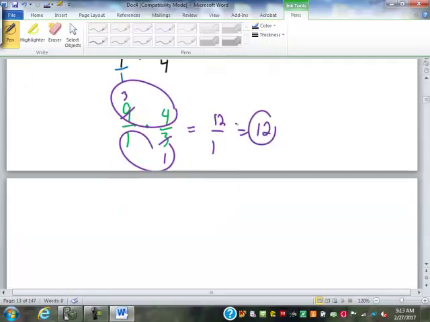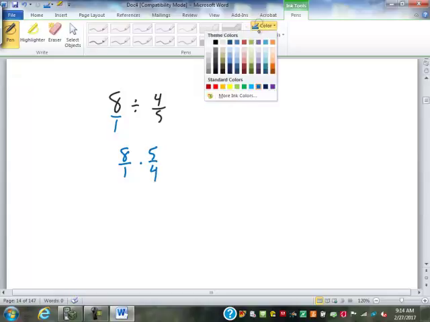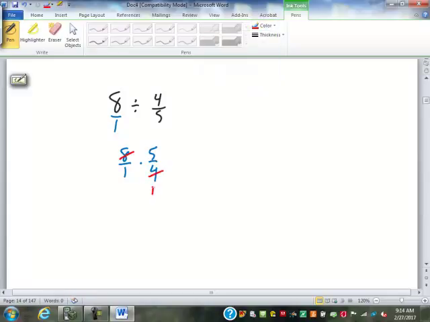A little bit trickier is if we have a fraction being divided by a whole number. Like let's say we have 8 divided by 4/5. Oops. I meant that the other way, but that's okay. We'll do this example. So this is 8 over 1. Yep. 8 over 1 then times 5 over 4. We'll cancel that out. 1 and 2 gives us 10 over 1 or 10.